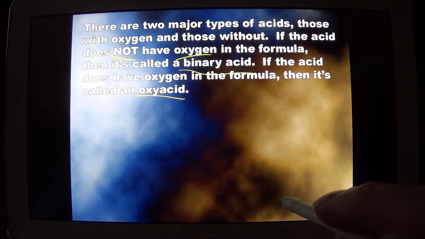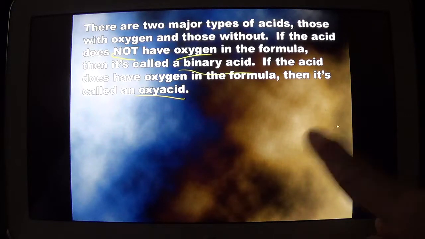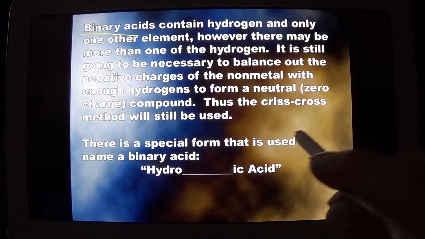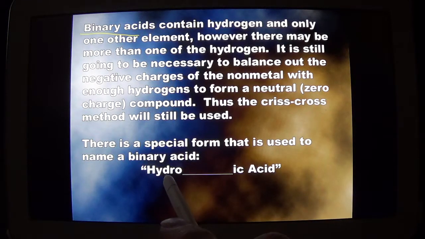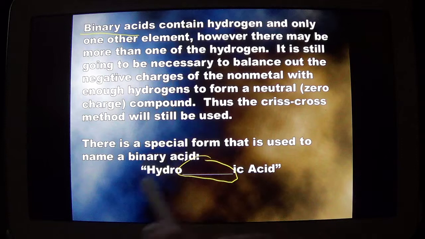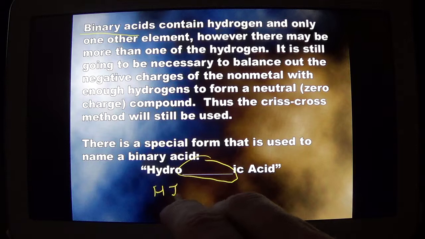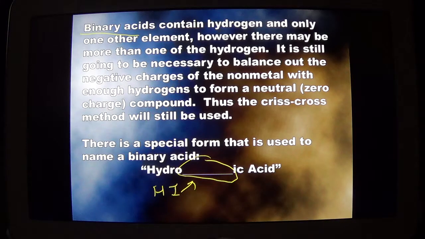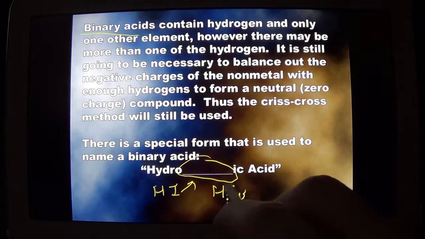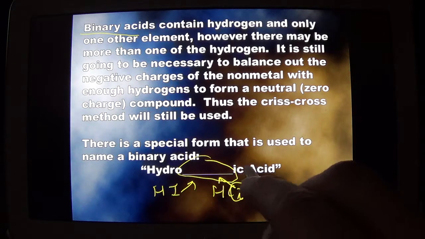Big difference in the type of acid, small difference to the name. So be sure that you're keeping track of the difference in the name. For binary acids, that is those with no oxygen, we're going to use this form, hydro-blank-ic acid. What goes in the blank depends on the root of what's stuck with your hydrogen. So if hydrogen is stuck with iodine, I would use iod in the blank, hydroiodic acid. If hydrogen is stuck with cyanide, I would put the root of cyanide, cyan, in the blank, hydrocyanic acid.